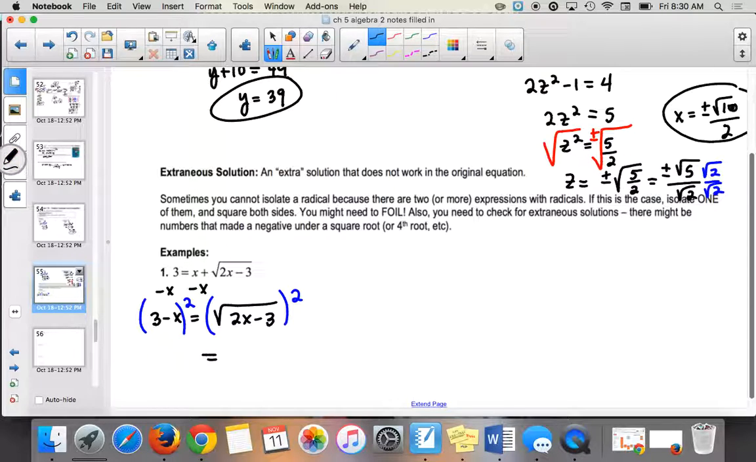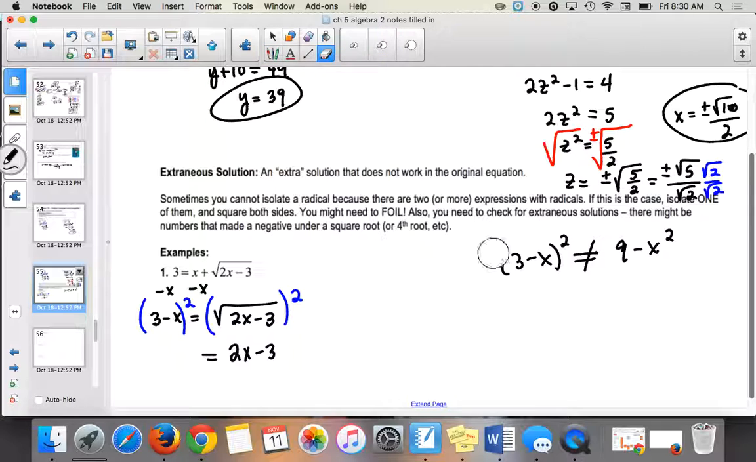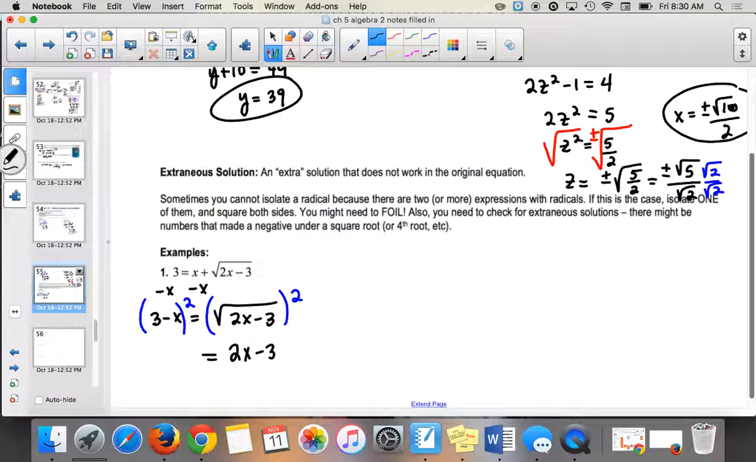So the right side of the equation becomes just 2x minus 3. But the left side of the equation is 3 minus x quantity squared, which remember, you cannot say that it's 9 minus x squared. Remember the freshman dream? Can't say that. So what do I need to do in that case? Yeah, I have to FOIL it out. So I'm going to write it as 3 minus x times 3 minus x. And we're going to FOIL.